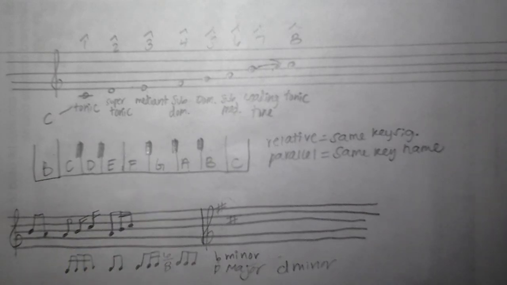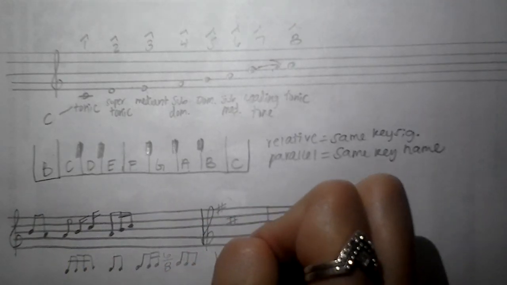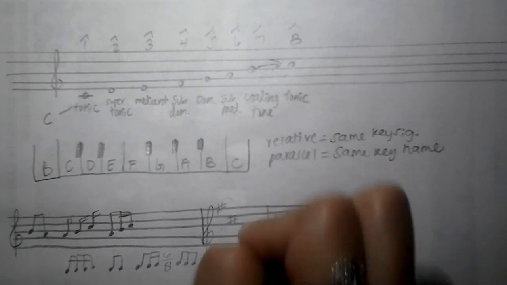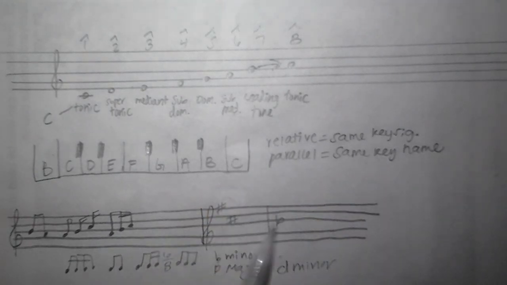So we're going to show that here. And see how they're two different key signatures, but they have the same name, just one is minor and one is major. This is parallel, this is relative. Also with parallel, that means that they're going to have the same tonic, so the same starting note, which would be D.